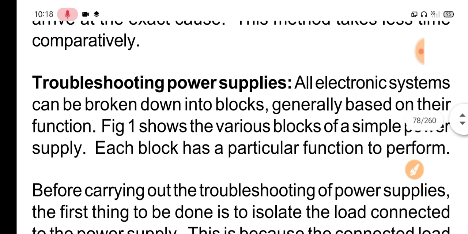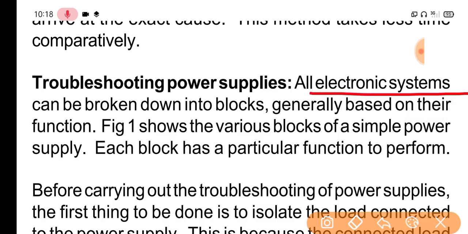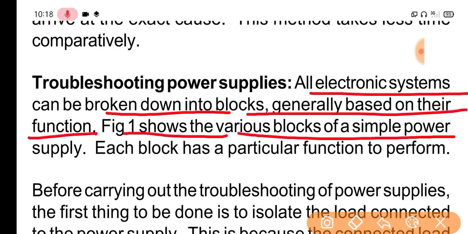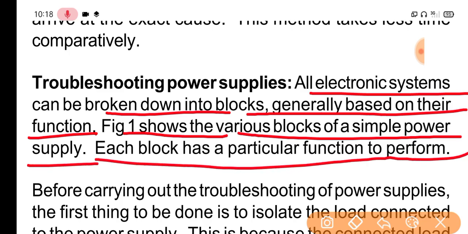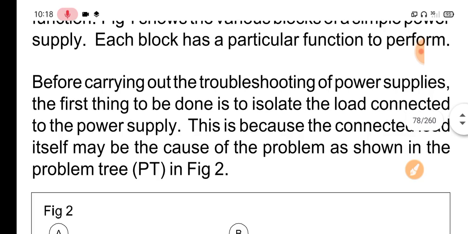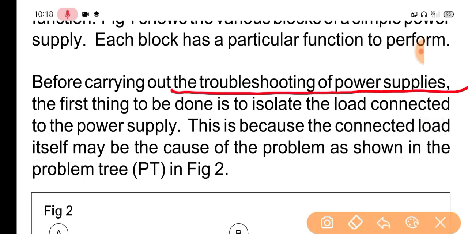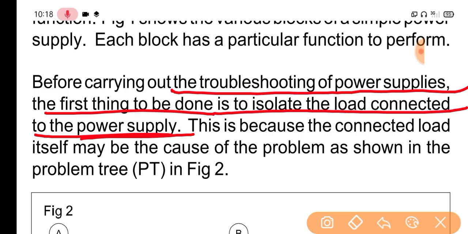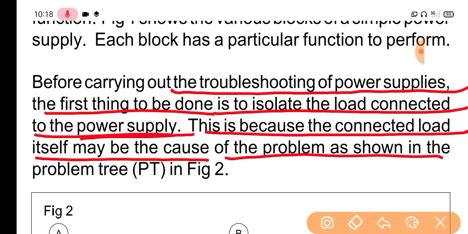Troubleshooting power supply. All electronic systems can be broken down into blocks, generally based on their function. Picture 1 shows the various blocks of a simple power supply. Each block has a particular function to perform. Before carrying out troubleshooting of a power supply, the first thing to be done is to isolate the load connected to the power supply. This is because the connected load itself may be the cause of the problem, as shown in the problem tree PT.